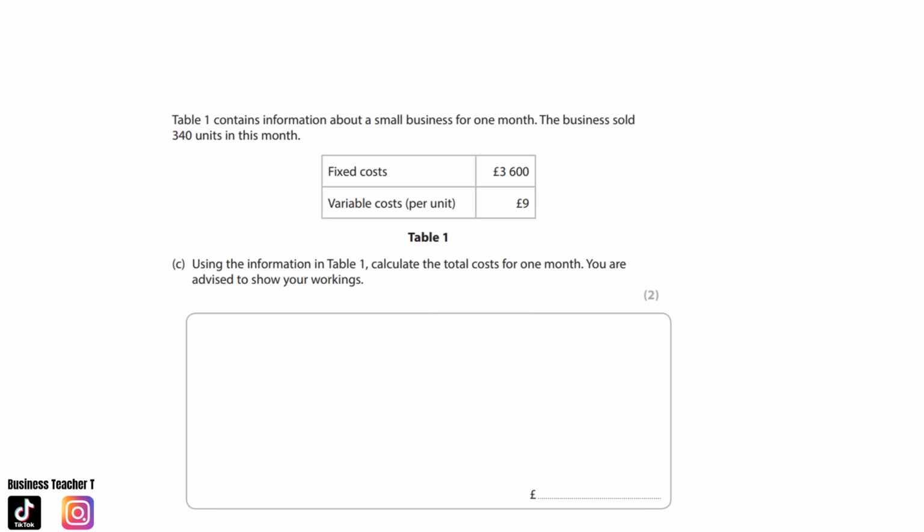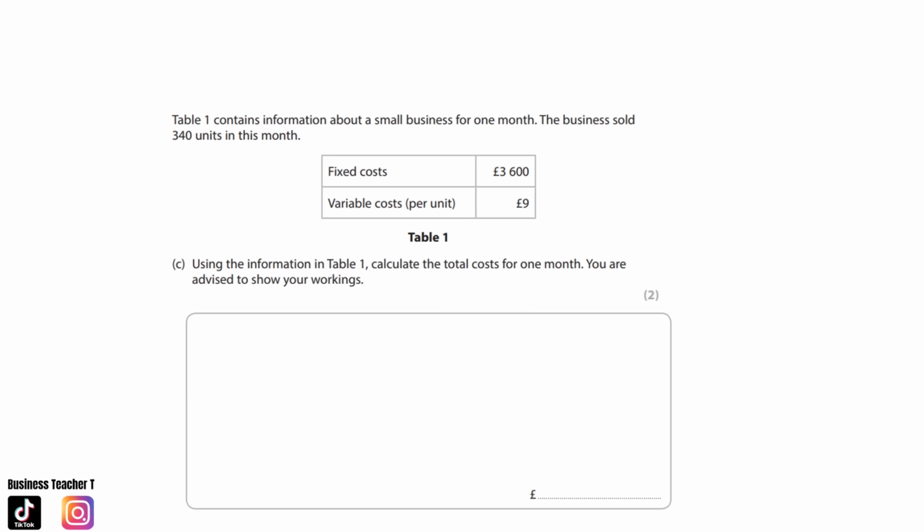On to our first calculation question. Calculate questions are worth 8 marks per examination paper. And if you do have sufficient time in the exam, please do double check your answers for accuracy. Table 1 contains information about a small business for 1 month. The business sold 340 units in this month.